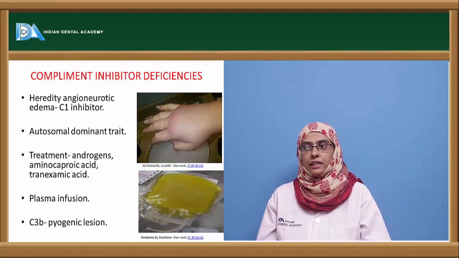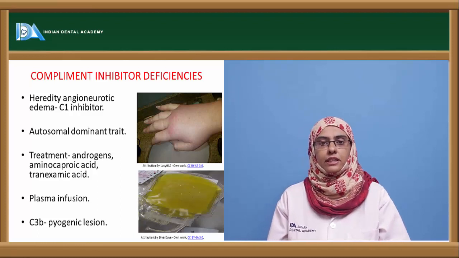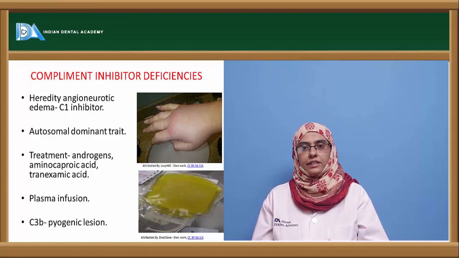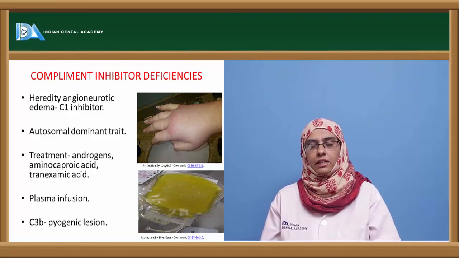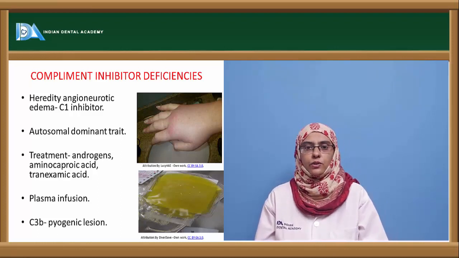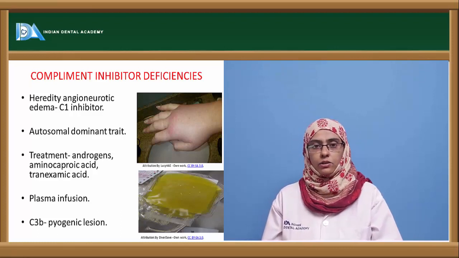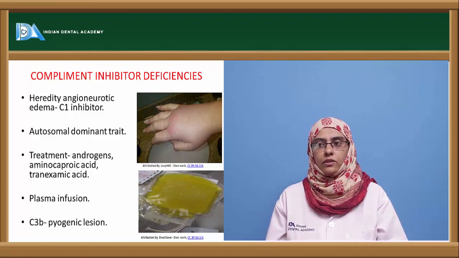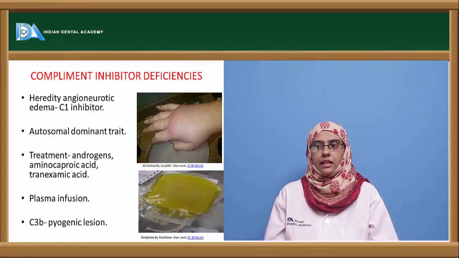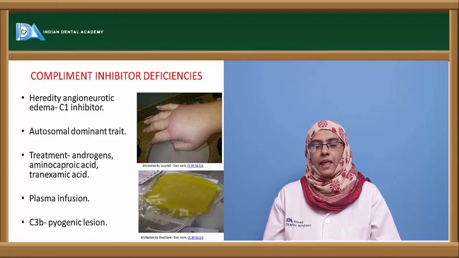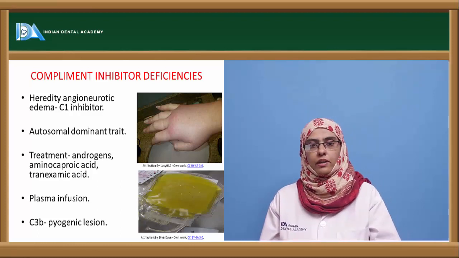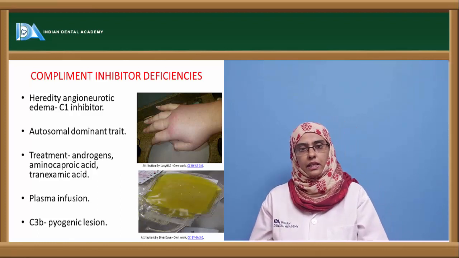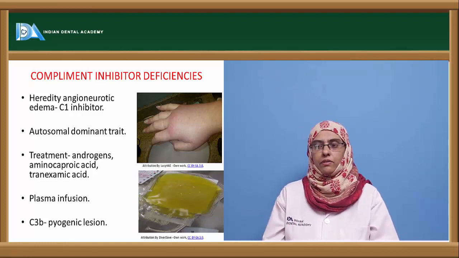Next is the complement inhibitor deficiency, which mostly involves the C1 inhibitors, and here the characteristic feature associated with this C1 inhibitor is hereditary angioneurotic edema, an autosomal dominant trait that can be treated with the help of androgens, aminocaproic acid and tranexamic acid. Apart from that, you can also go with plasma infusion, which will contain the complement proteins that can help to relieve the patient from this type of deficiency.